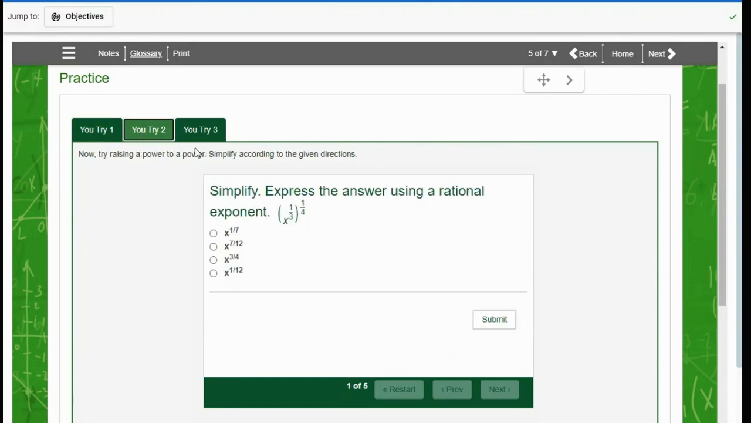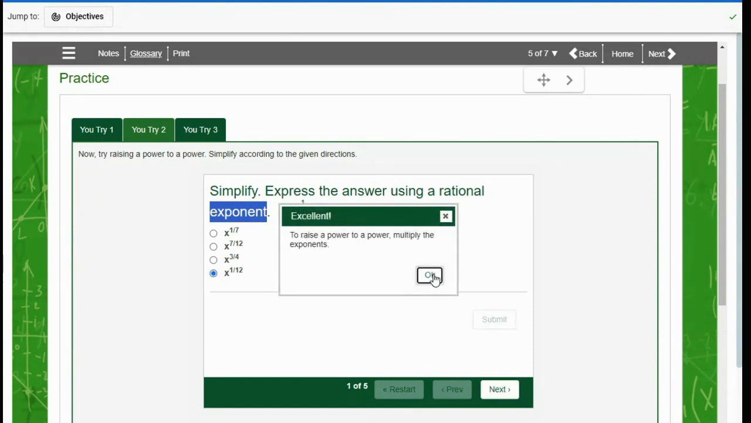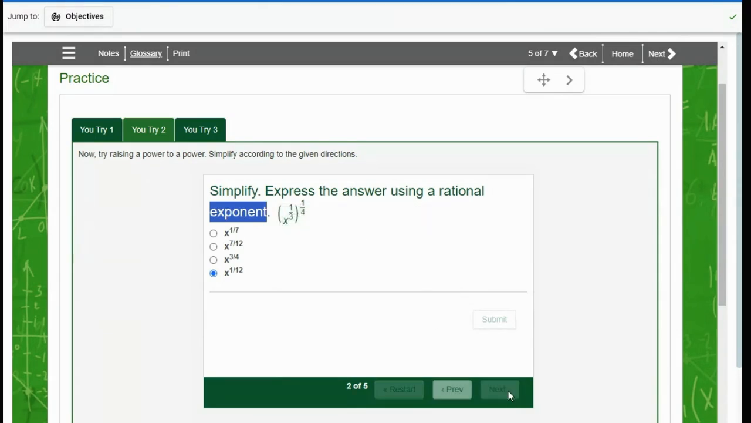There's more practice problems here. Simplify. Do you know how to simplify that? Write it as a rational exponent. So remember, if it's a power to a power, you can multiply those together. 1/3 times 1/4, 1 times 1, 3 times 4 should be x to the 1/12. Multiply exponents. So there's 5 problems there.